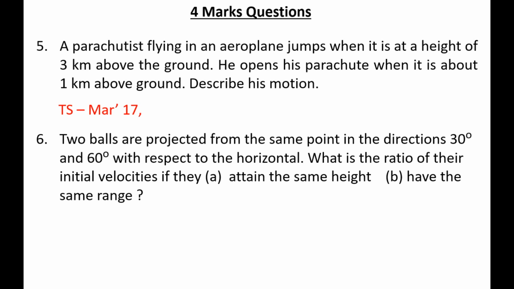The next question is, 2 balls are projected from the same point in the directions 30 degrees and 60 degrees with respect to the horizontal. What is the ratio of their initial velocities if they A. attain the same speed, B. have the same range? This was asked once in AP, that is March 2017.